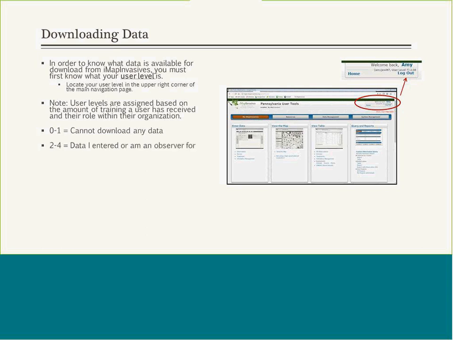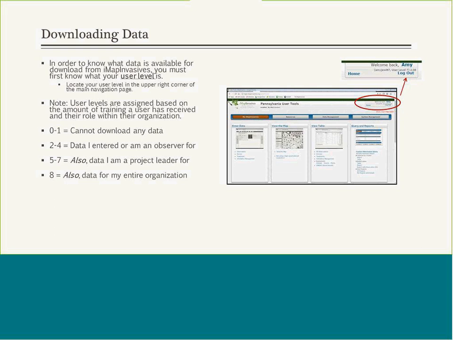User levels 2 through 4 allow you to access data that you either entered or are the observer for. This is indicative of a user who has gone through some training to start with, so you have a basic idea of how to use the database. Level 5 through 7 also gives you access to data that you might be a project leader for. So if you're managing information that's being captured by other people, you will be a project leader.